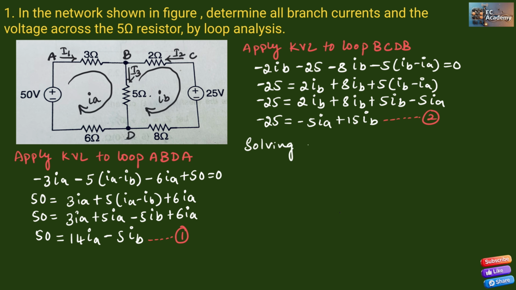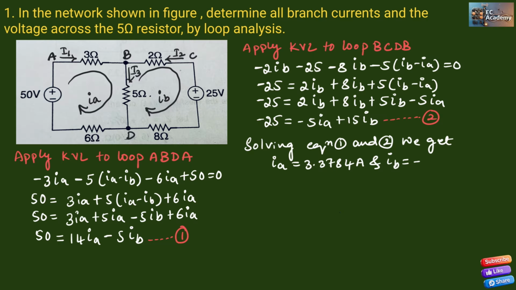Solving equations 1 and 2, we get IA is equal to 3.3784 amperes and IB is equal to minus 0.541 amperes. If you observe here, IB is negative because the loop current which we have assumed is moving from positive to negative sign in the battery. Now these are the loop current values. Once you know the loop currents, we can find the branch currents.